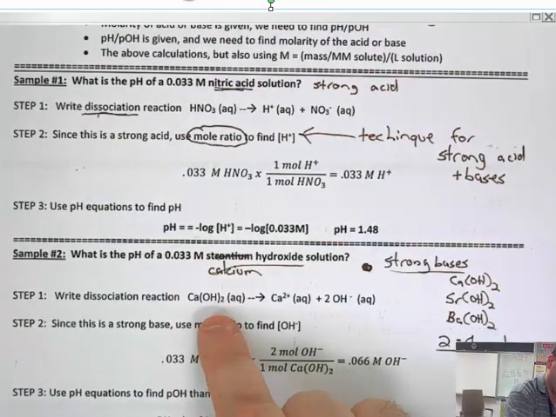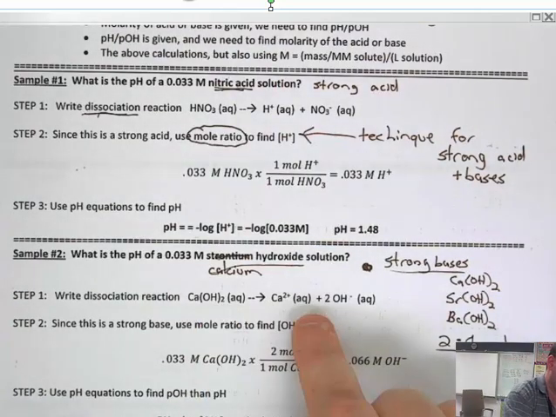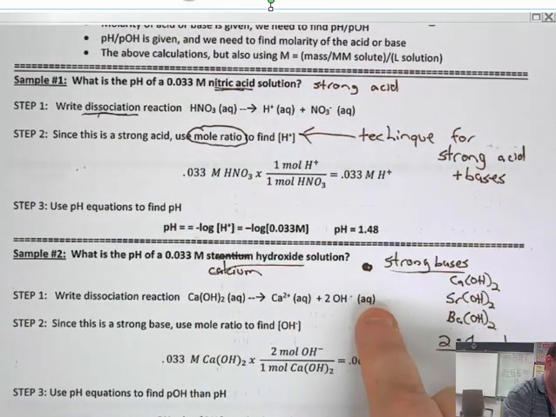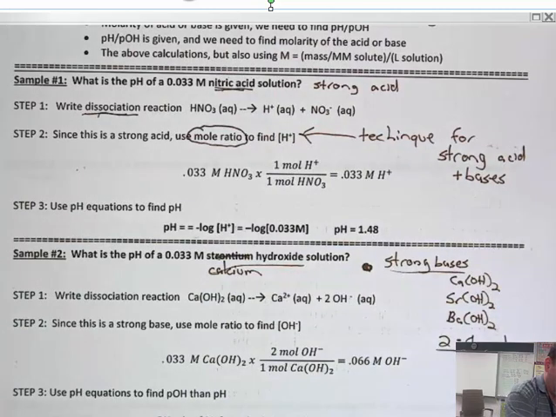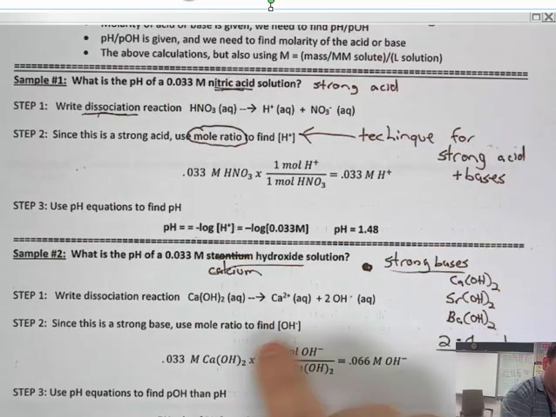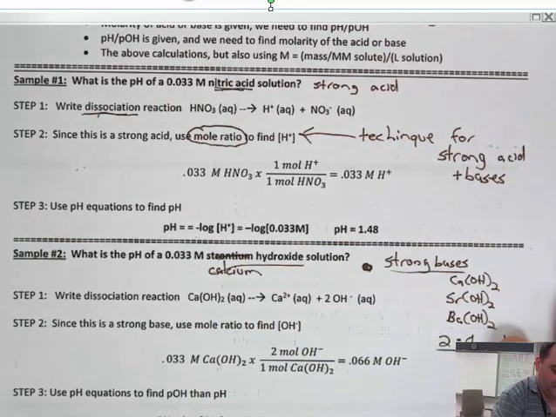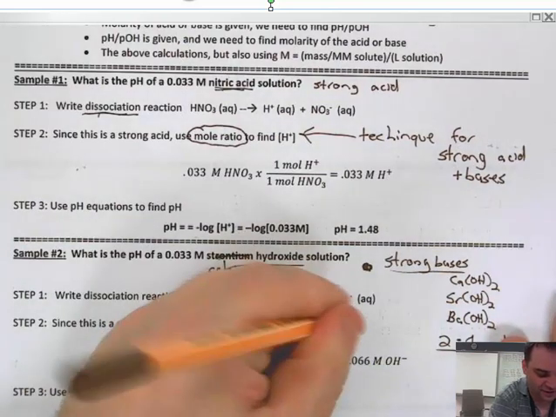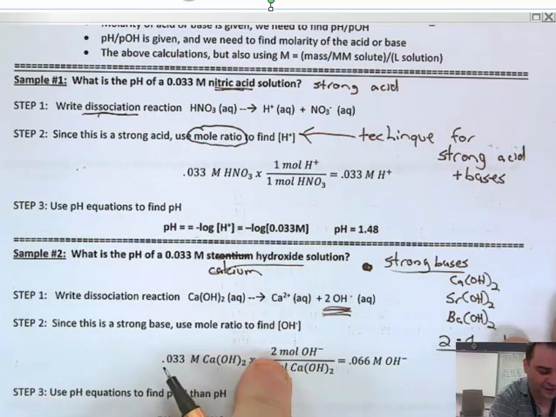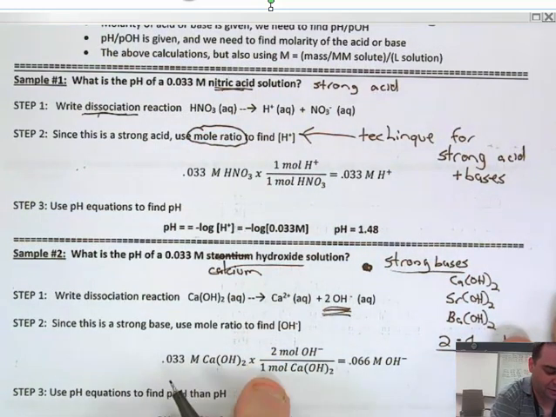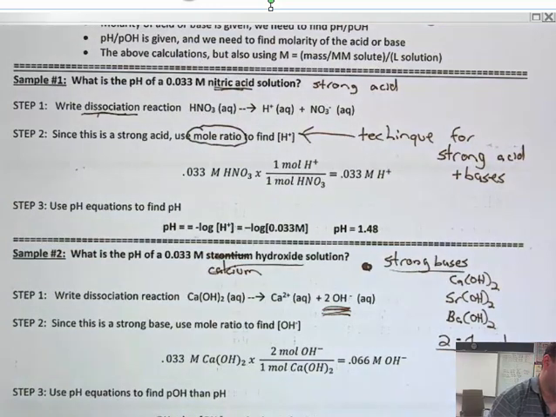So for instance here, calcium hydroxide dissociates into calcium and hydroxide ions. Since this is a strong base, we're going to use a mole ratio to find the concentration of OH. So you take your original molarity and multiply it by your mole ratio, since there are 2 OHs per 1 calcium hydroxide. You end up with 0.066 molar OH.